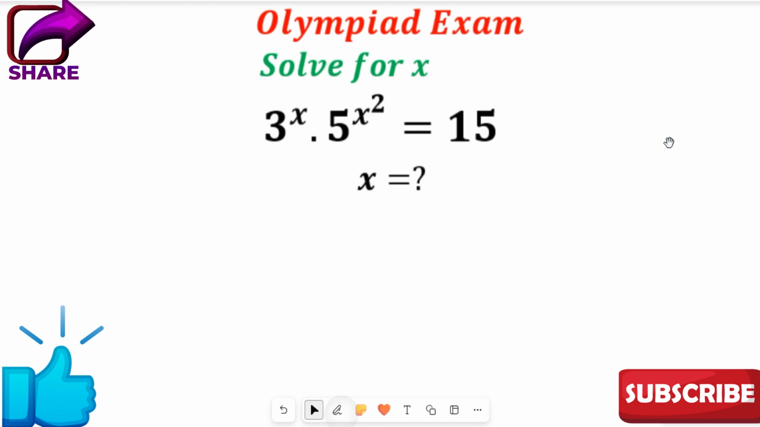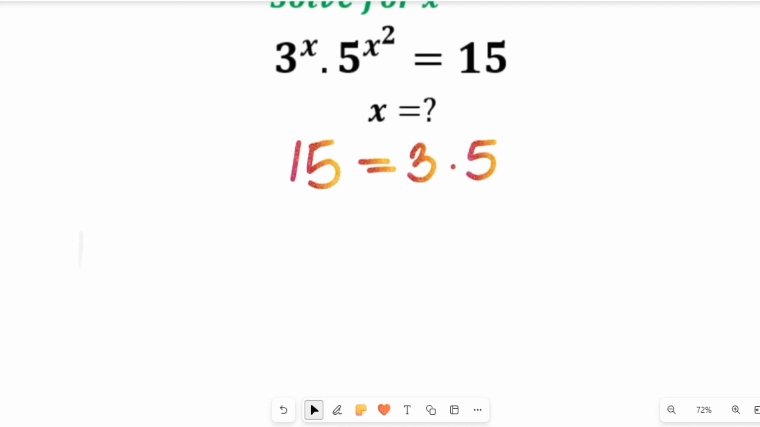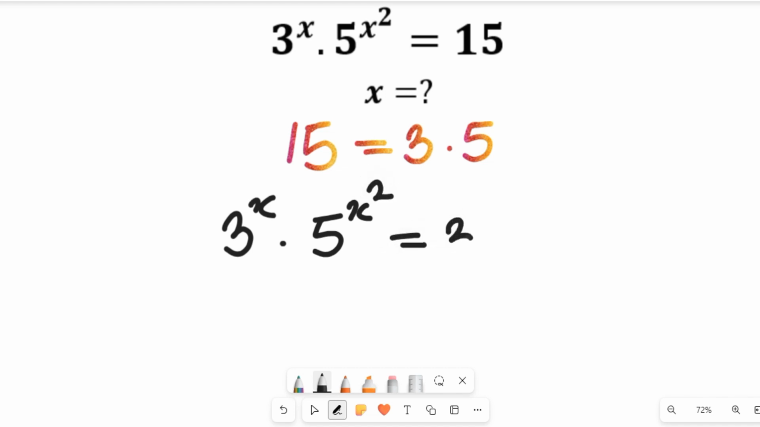Now to solve this, I want you to note that 15 in this expression can be equal to 3 multiplied by 5, right? Great. So that means I can simply replace 15 by 3 multiplied by 5. So if I do that, that expression will automatically give me 3 to the power of x multiplied by 5 to the power of x squared, right? And this will be equal to 3 multiplied by 5.